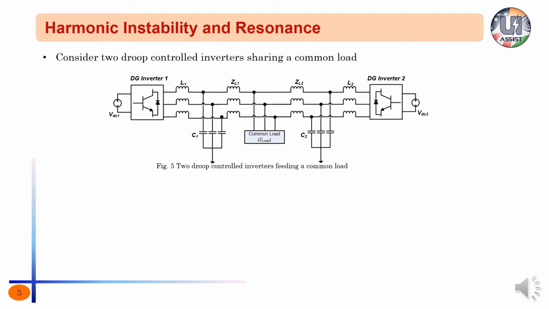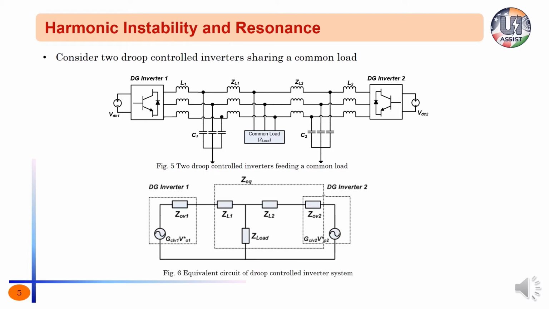In previous slides, we have seen how an inverter operating in grid connected mode interacts with grid impedance. Now, let us increase the complexity of the system and also see how such phenomena occur in islanded mode. Let us consider two inverters operating in islanded mode which are sharing a common load as shown in figure 5. Each inverter has an LC filter at its output terminal and they are operating in droop control mode. ZL1 and ZL2 are the line impedances connecting inverter 1 and 2 to the PCC.